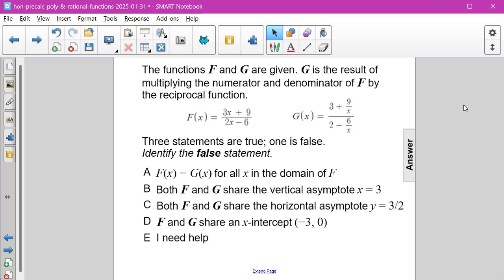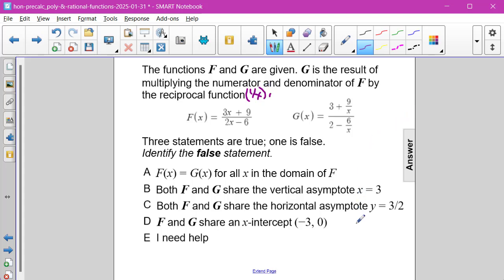The functions f and g are given. Here's f of x, here's g of x. G is the result of multiplying both the numerator and denominator of f by the reciprocal function, which is 1 over x.